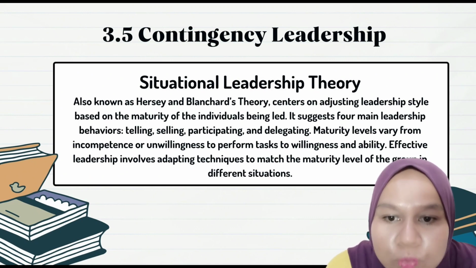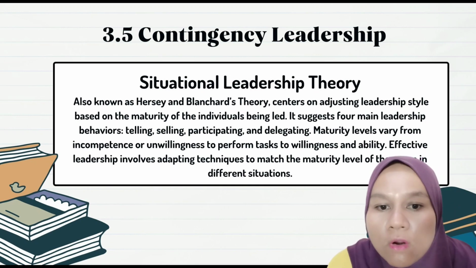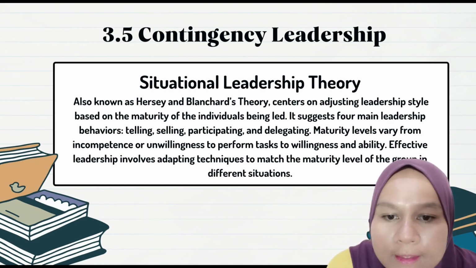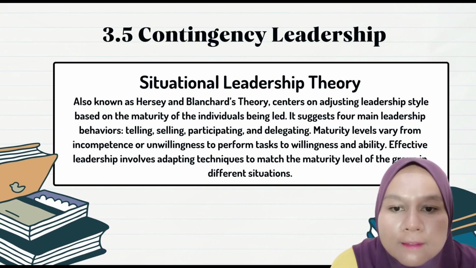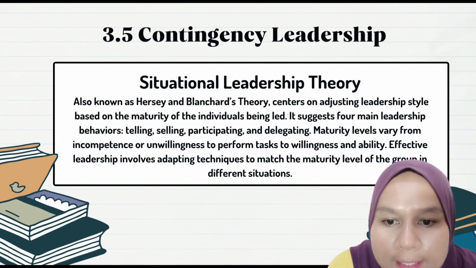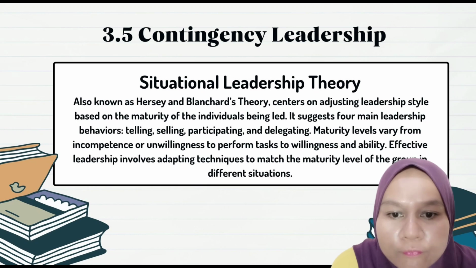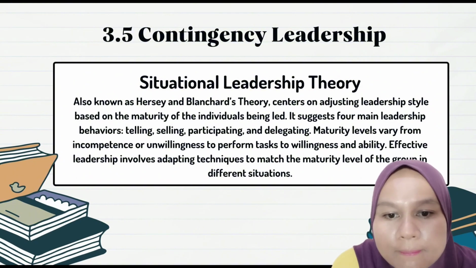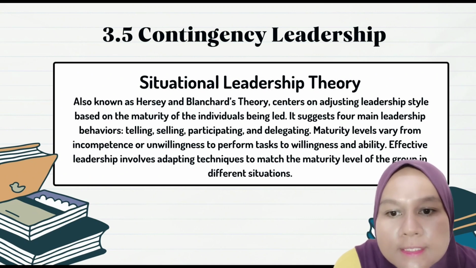Number 2, situational leadership theory, also known as Hersey and Blanchard's theory, centered on adjusting leadership style based on the maturity of the individuals being led. It suggests 4 main leadership behaviors, which are telling, selling, participating, and delegating. It's like what Zaliza explained just now. Maturity levels vary from incompetence and unwillingness to perform tasks to willingness and ability. Effective leadership involves adapting technique to match the maturity level of the group in the different situation.